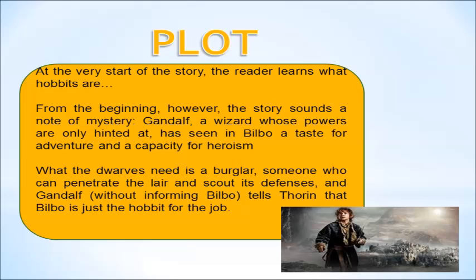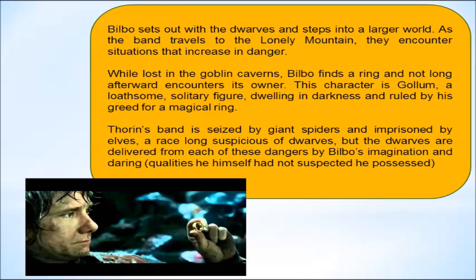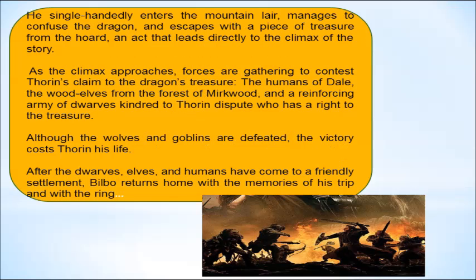As the climax approaches, forces are gathered into contest. Thorin claims the dragon's treasure. The humans of Dale, the wood elves from the forest of Mirkwood, and a reinforcing army of dwarves kindred to Thorin's dispute who has a right to the treasure. This quarrel is postponed by the arrival of a force of wolves and goblins, and a general battle follows, one which Bilbo sees as the future result of the Ring, and in which he takes no direct part.